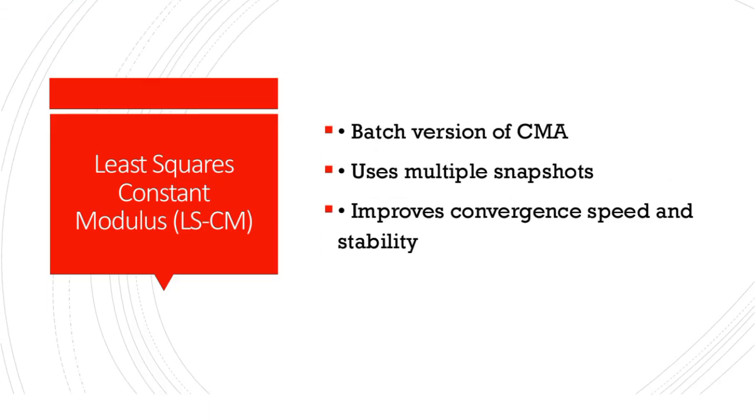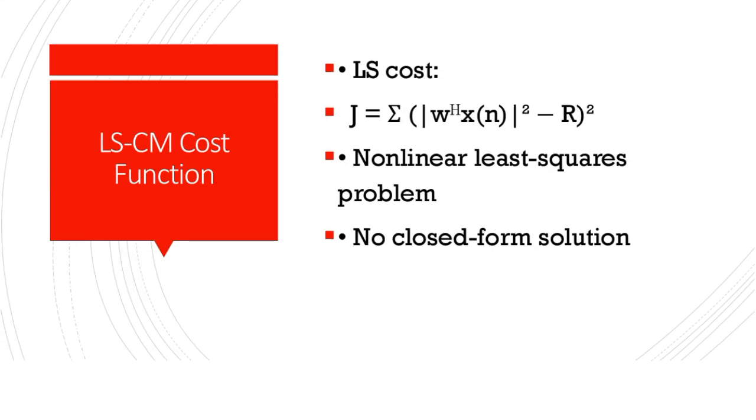Now we are going to discuss the least square constant modulus algorithm. It is a batch version of the constant modulus algorithm, but here we use multiple snapshots. So it improves the convergence speed and also the stability. Here is how we modify the constant modulus criterion. J is equal to the summation of the modulus of W Hermitian of x of i, the whole modulus squared, minus R, the whole squared. We are just modifying that function.